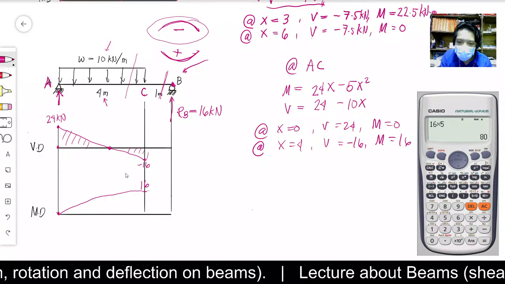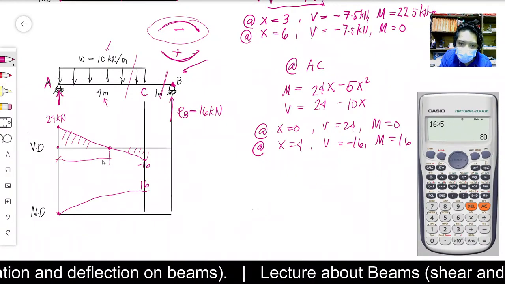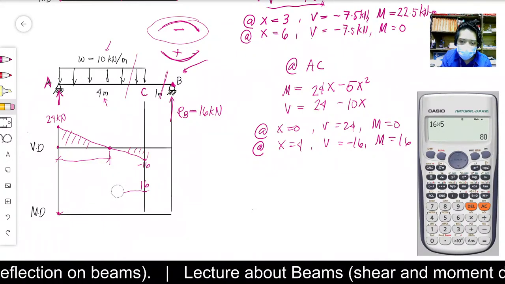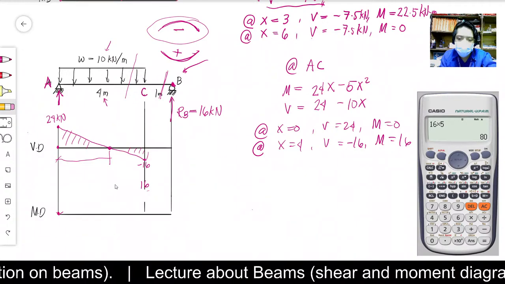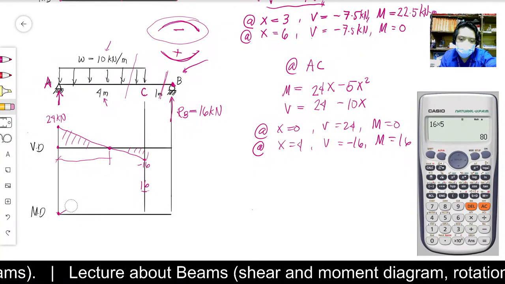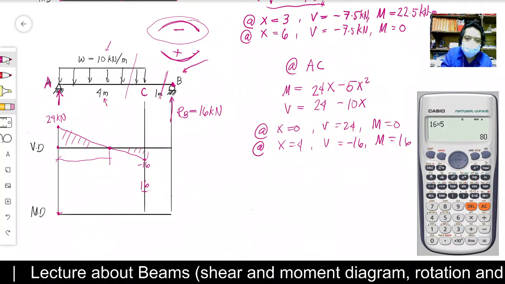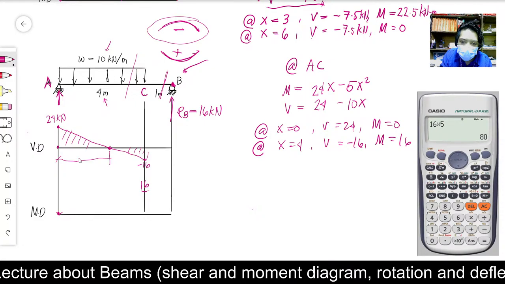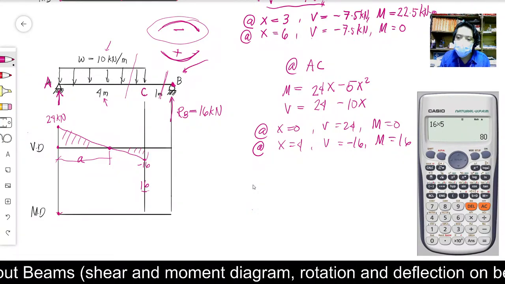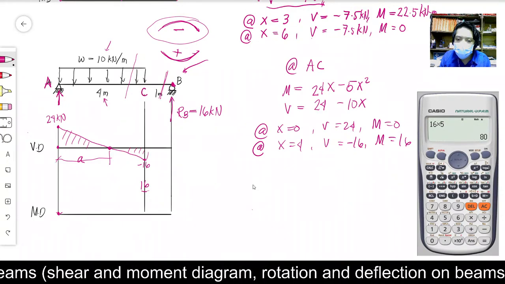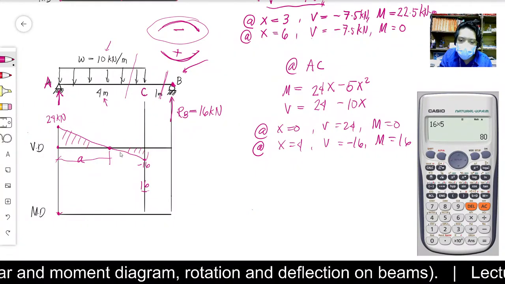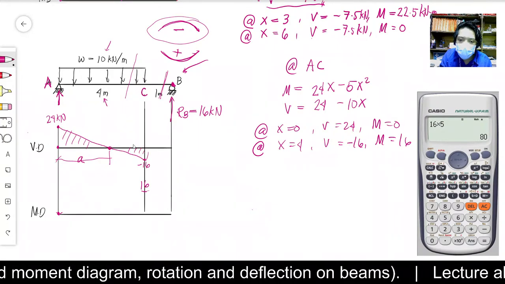So first thing you have to do is to identify this distance. You can use ratio and proportion. Let me erase this one first because this is wrong. So we need to find this distance. Let me denote this as small letter a. To solve for a, we can use ratio and proportion. This triangle is proportional to this triangle right here.